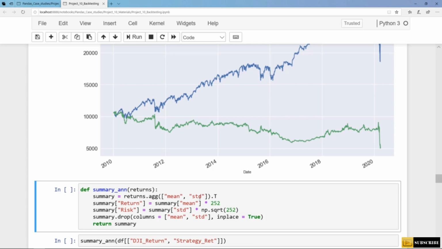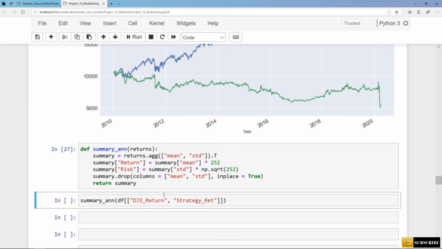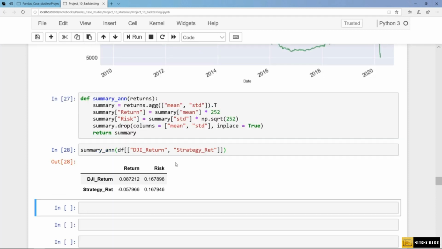And then we can actually multiply the mean daily return with 252. So typically we have 252 trading days in a year. And the risk we multiply actually with the square root of 252. So let's simply define the function here, and let's pass the returns of our two strategies to our user-defined function. And here we have actually the annualized return and the annualized risk.